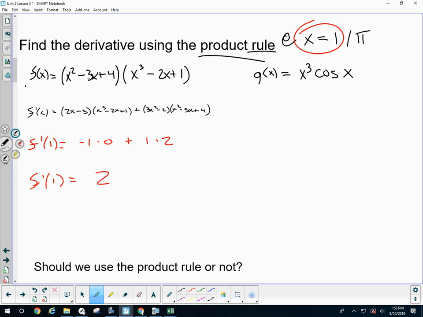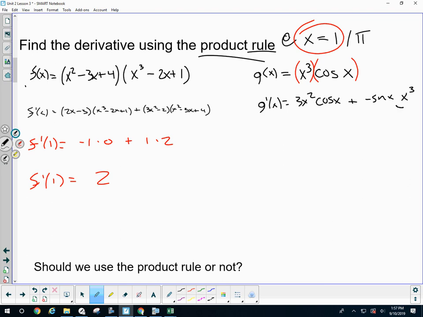I could have simplified this. I cannot simplify this, but this is a product. It is x cubed times cos x. To find its tangent slope generator, I must use the product rule. So let's go ahead and do that. Derivative of the first times the second plus derivative of the second times the first.